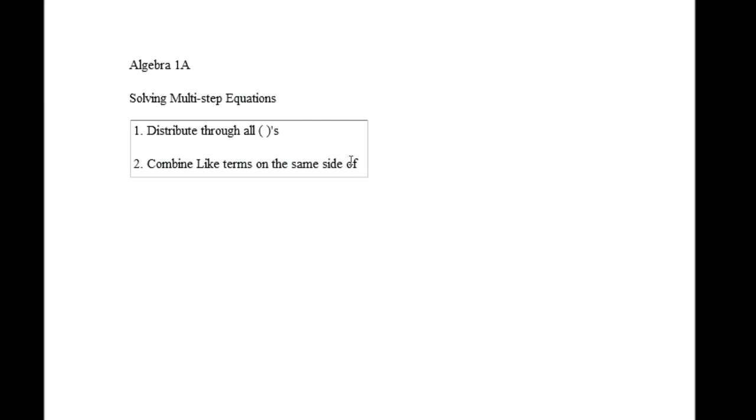So the number one thing you should always do is distribute through all parentheses. If you do that, you're going to make your job a whole lot easier. Okay, step number 2, and I'll explain more of these in steps, and I'll go over more of the problem in a second. So distribute all parentheses, then combine like terms on the same side of the equal sign. Okay, that's important. You can't combine like terms on opposite sides.